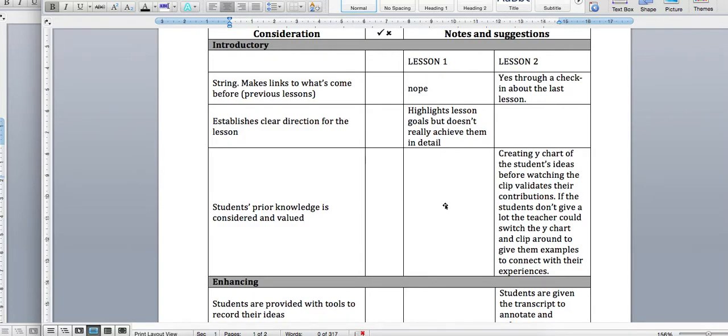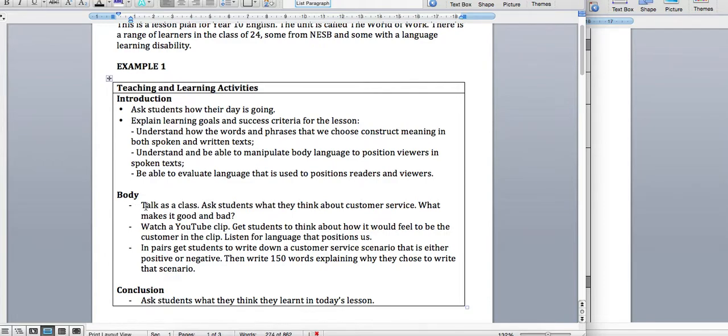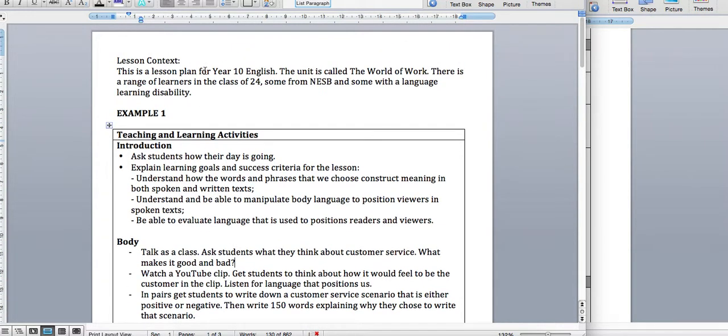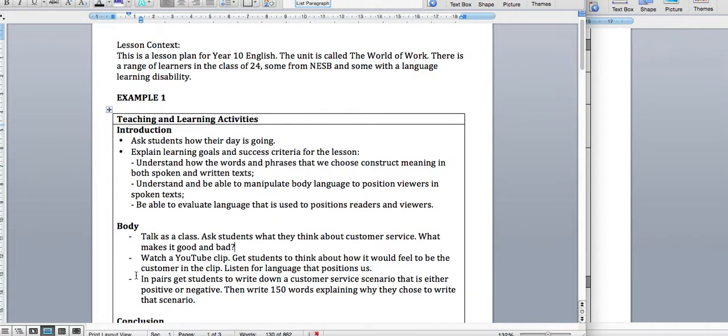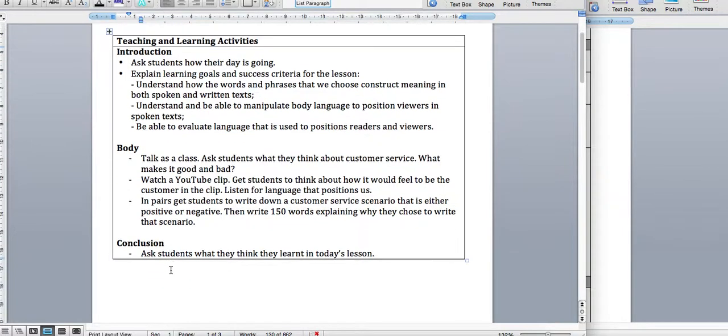Students' prior knowledge is considered and valued. Activity 1. They're asked to think about what makes customer service good and bad. So in one way that is asking them what they already know, absolutely. You might want to give a little bit more guidance when you're doing an activity like this. It will be very easy in this kind of conversation for the students to derail you. But because we're working with a Year 10 class, lots of these students would have part-time jobs already, so they would have lots of personal experience to draw on, and they would get a real kick out of telling you about the awful customers that they've had.